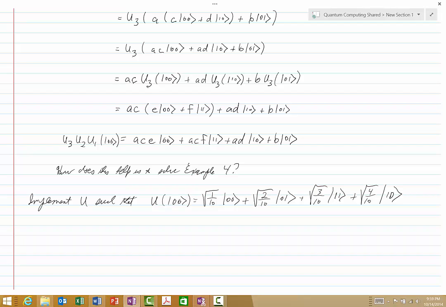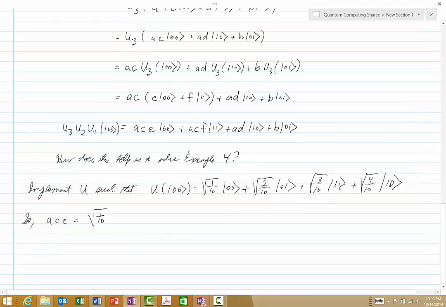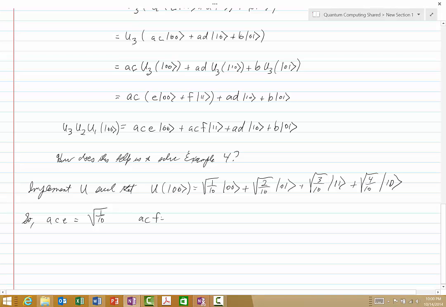Now this approach leads to a very simple solution to the problem, because if we compare these two expressions, we see that what we want is ACE equal to square root of 1/10, ACF is equal to the square root of 3/10, AD is equal to the square root of 4/10, and finally B is equal to the square root of 2/10.